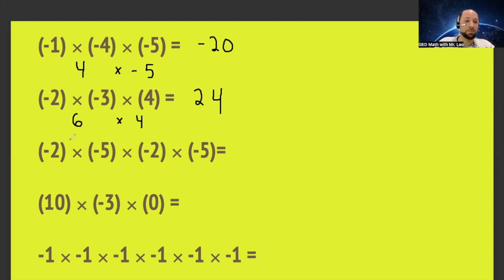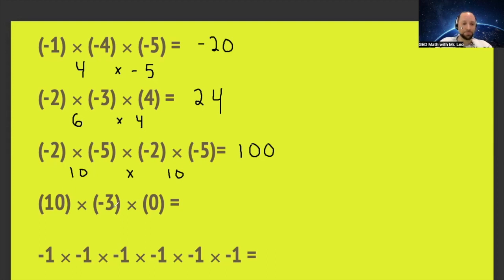Let's go step by step. -2 times -5 is 10. Bring down the multiply sign. Let's do these ones. That's also 10. 10 times 10 is 100. This whole thing simplifies to 100. 2 times 5 times 2 times 5 is 100, and all four negatives cancel out. Now, what if there was one more negative sign? That would pull this back to negative.